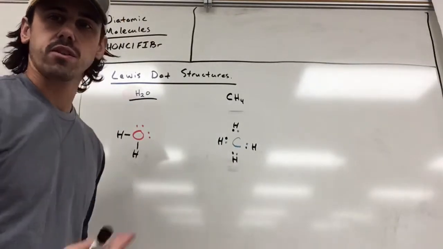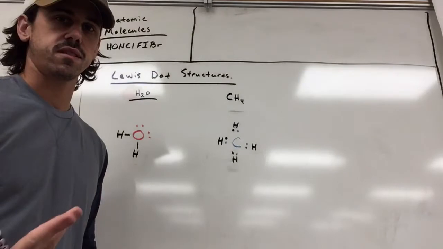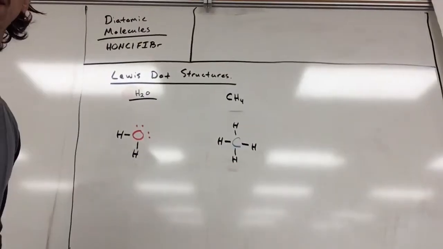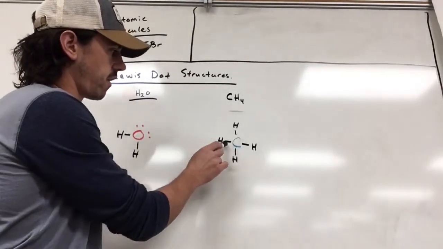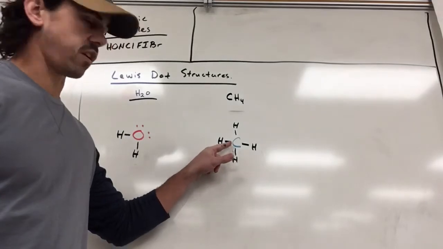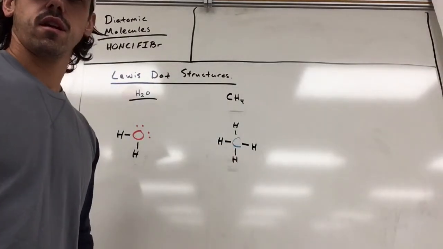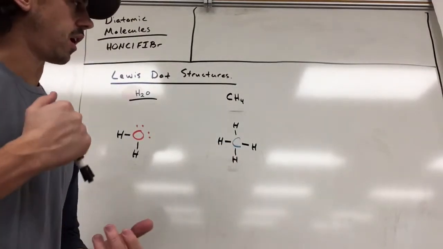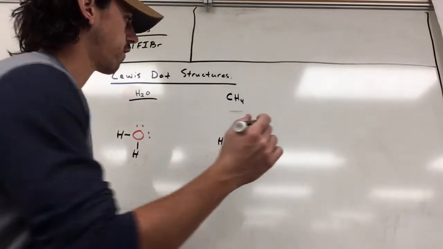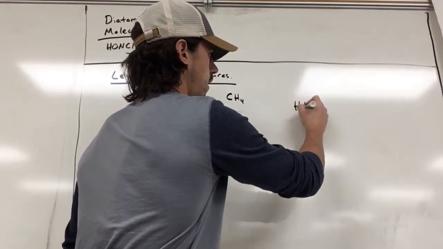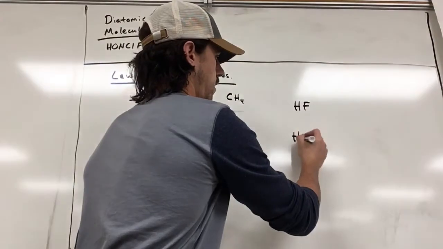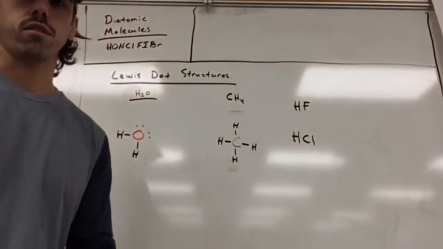Hydrogen only needs 2 valence electrons to be stable, and each of these hydrogens now has 2 valence electrons. So I can represent each of those single covalent bonds with a line, and that tells me that we're sharing 2 electrons between these atoms here. What I want you guys to do on a piece of paper is draw the Lewis dot structures for both hydrogen fluoride and hydrogen chloride, or hydrochloric acid.